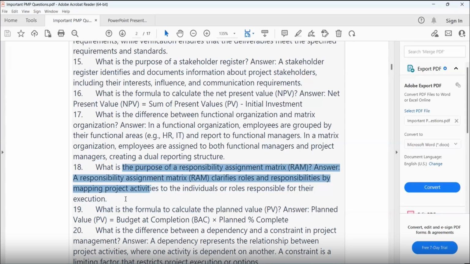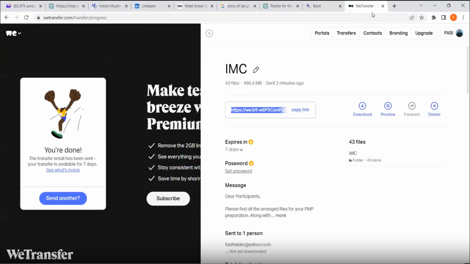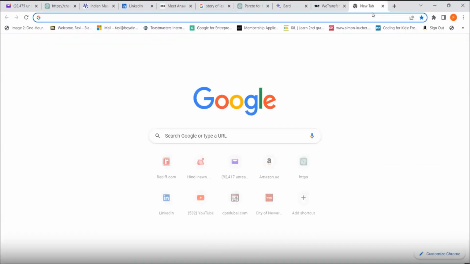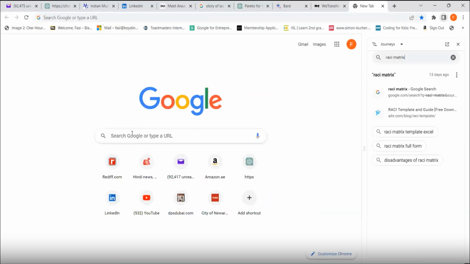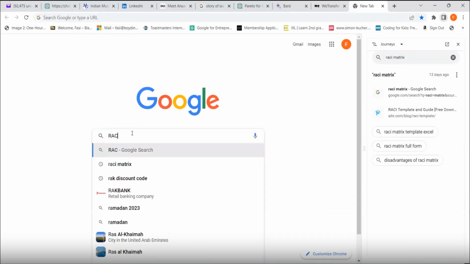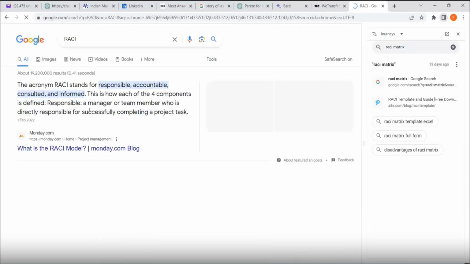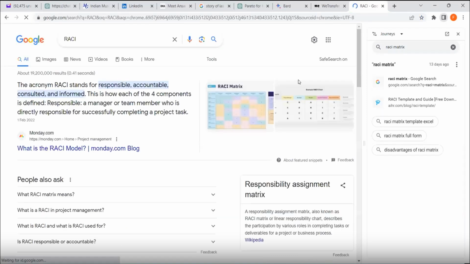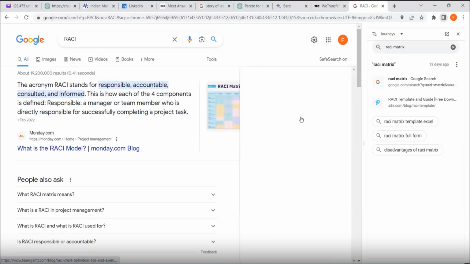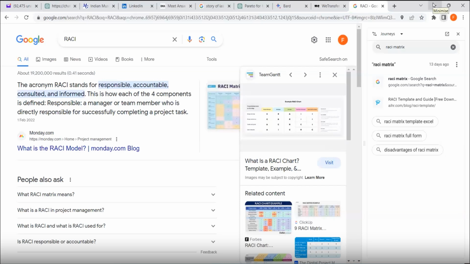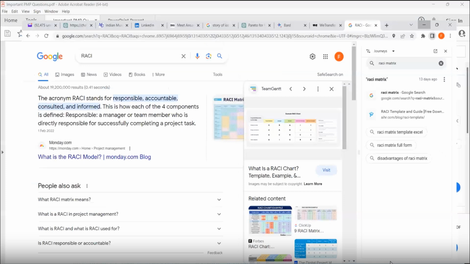A responsibility assignment matrix clarifies roles and responsibilities. I think I have also told you about the RACI chart. If you remember the RACI chart: who is responsible, who is accountable, who can be consulted, who can be informed? In a real life project, you know who is the person responsible for it and who is accountable. So when you are mailing or communicating, you can always find the right people. What is the formula to calculate the planned value?